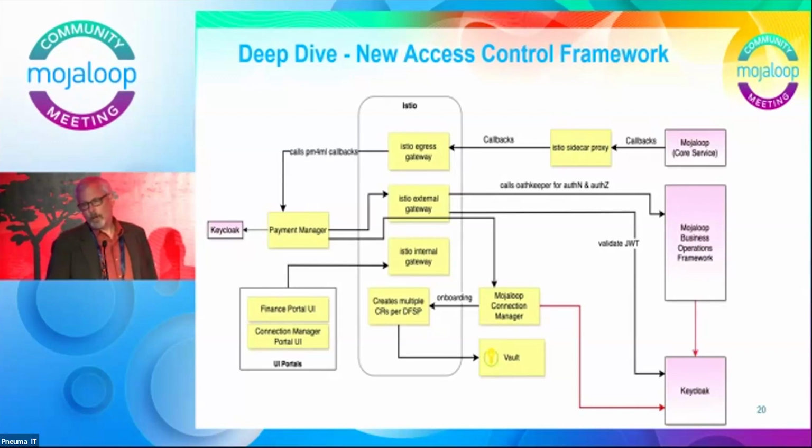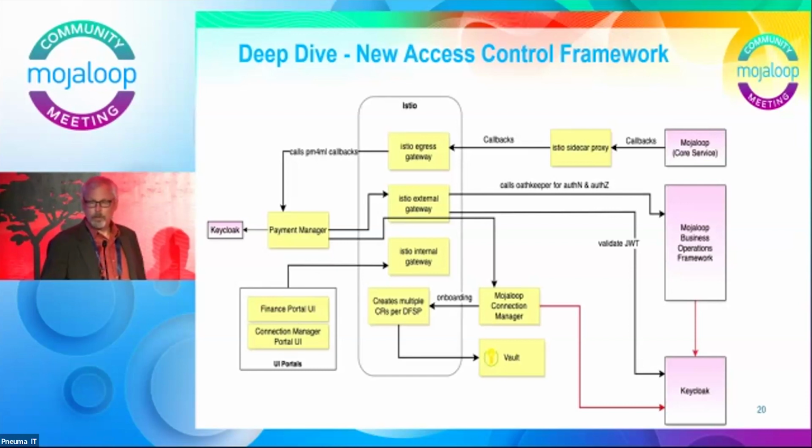And then on the right-hand side, you see the business ops framework and Keycloak that are interacting in order to provide authentication and authorization services. So the business ops framework is essentially a service that the Istio external gateway is calling in order to determine whether the user has the appropriate access for that service call.